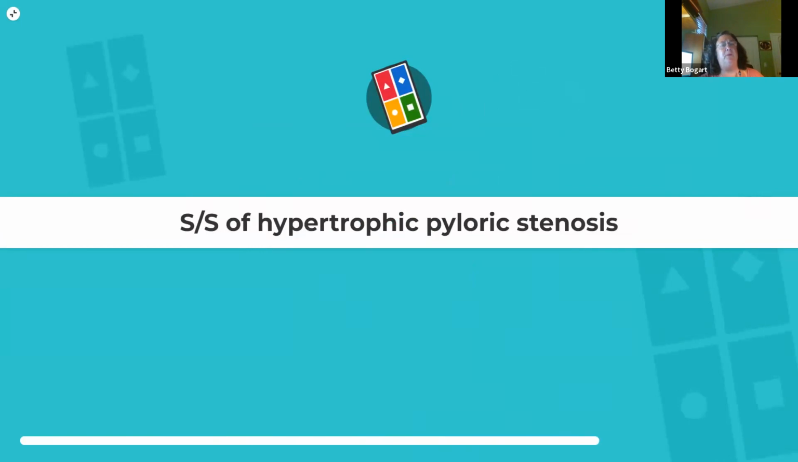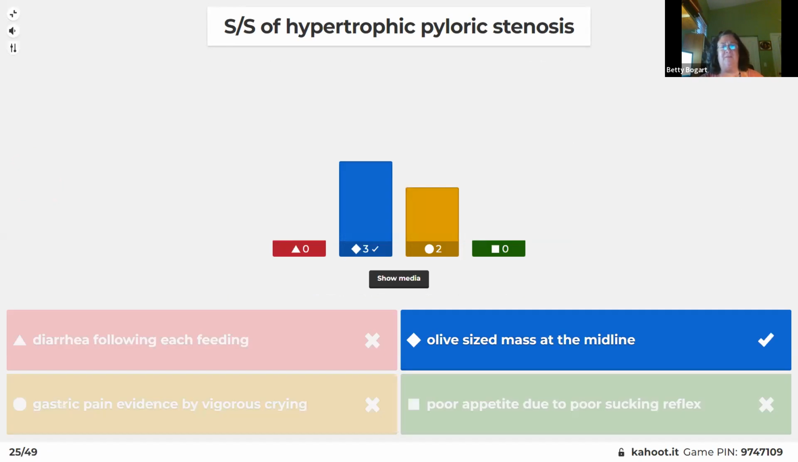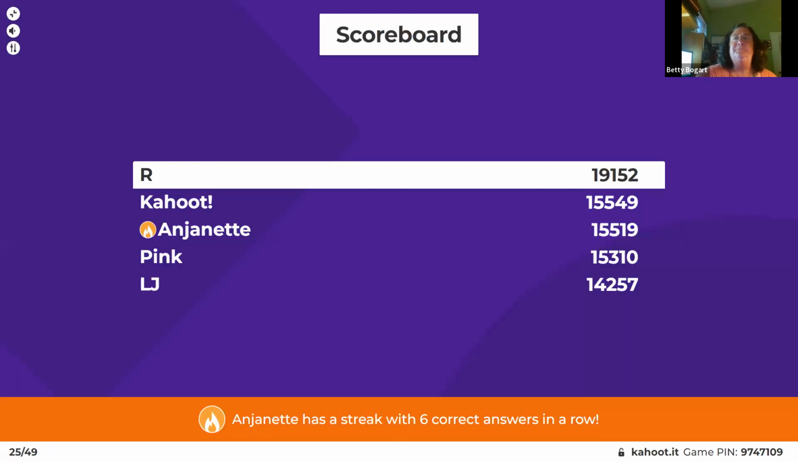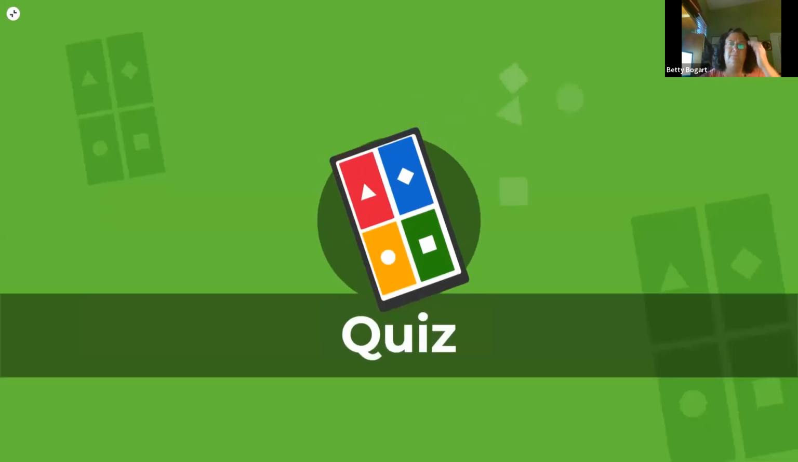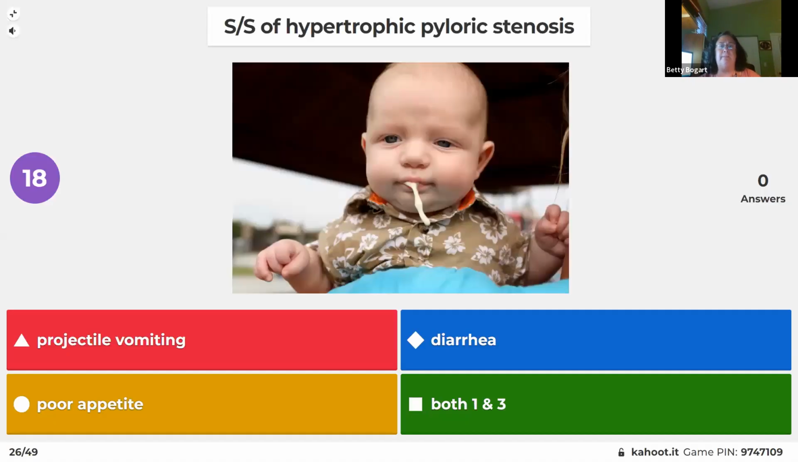Signs and symptoms of hypertrophic pyloric stenosis. And this is what I look for after they tell me they're projectile vomiting. And that's that olive-sized mass, which is that pyloric sphincter, hard and muscular and hypertrophied, and you can feel it. It feels like a little olive. It really does. More signs of hypertrophic pyloric stenosis.